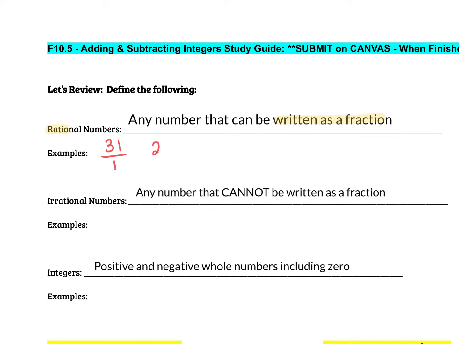Our decimals can be rational numbers because they can be written as fractions. Can a repeating decimal be a rational number? Yeah, that's right. Repeating decimals can be a rational number. Think about 0.3333. We write that as 1/3.